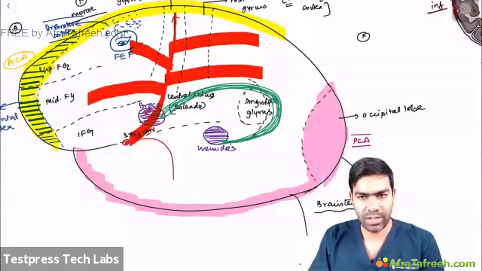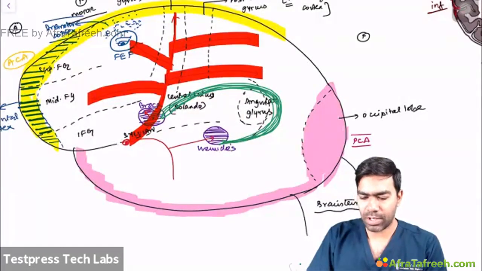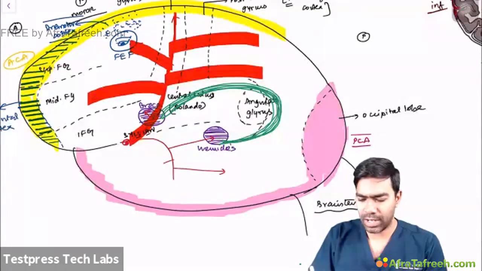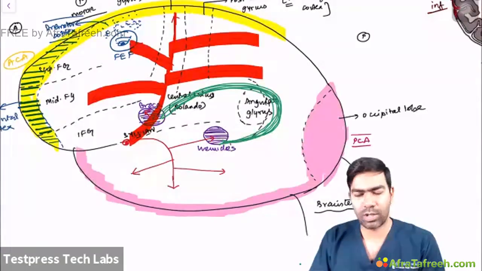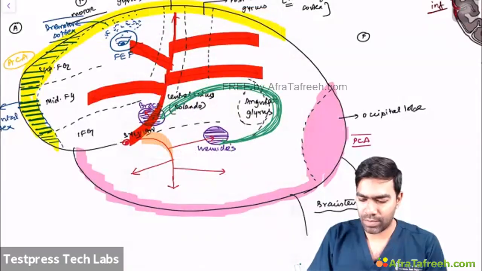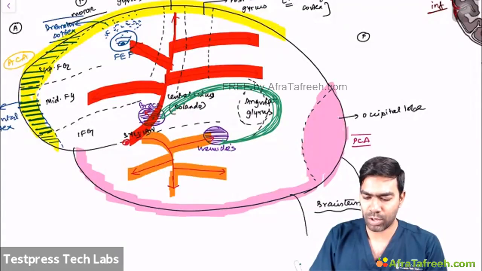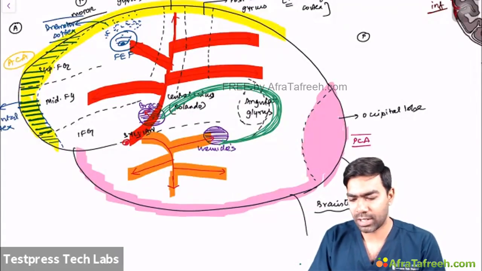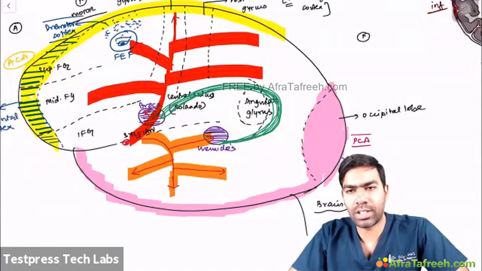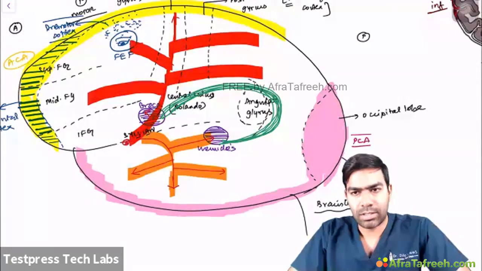As far as the inferior division is concerned, the inferior division predominantly is going to supply Wernicke's area, a lot of auditory cortex also, and many different areas in the temporal lobe. They are going to be supplied by the inferior division only. So I can draw the inferior division here, which will be supplying a huge number of areas. The most important area that is going to be supplied by the inferior division is Wernicke's area.